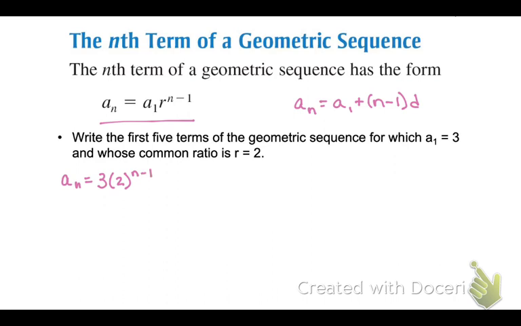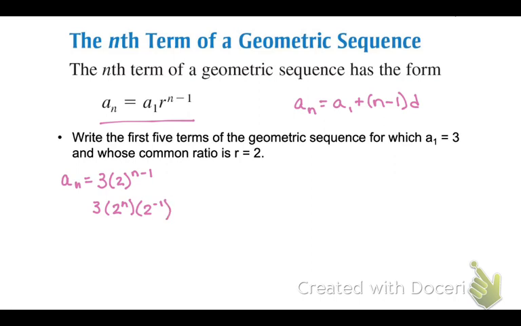Now, I'm going to tell you right now, your book leaves it like that, and I do not like that. We don't write equations like that, do we? No, we never leave equations with an n minus 1. So when I do this, it is basically 3 times 2 to the n times 2 to the negative 1. Yes?